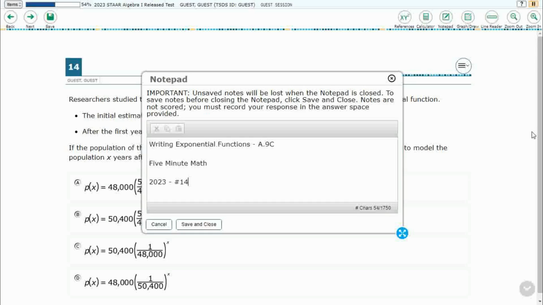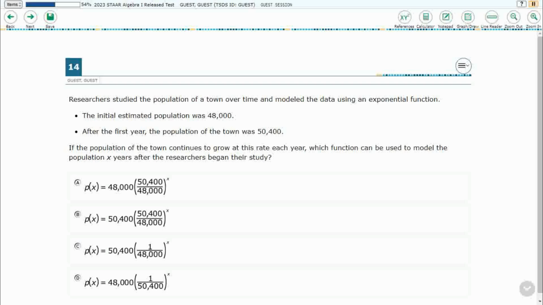Today we are looking at the Algebra 1 concept of writing exponential functions. This is standard A.9C in the great state of Texas, and we are using item number 14 of the 2023 released STAAR test. If you haven't done so already, please go ahead and take a moment to pause the video, work this problem out on your own, unpause it, and we will look at our answers together.